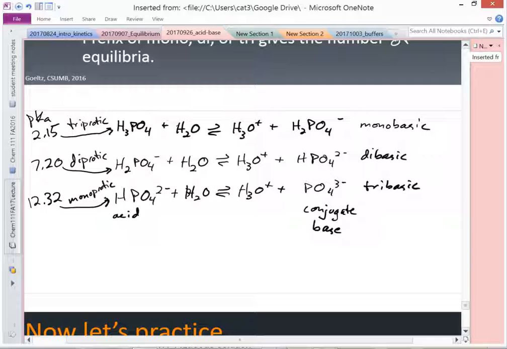Will I write out the equilibria and label which one goes with which? Maybe. Depends on the form of the question. So I might list them. I might say the three pKa's are 2.15, 7.2, and then you would send them up.